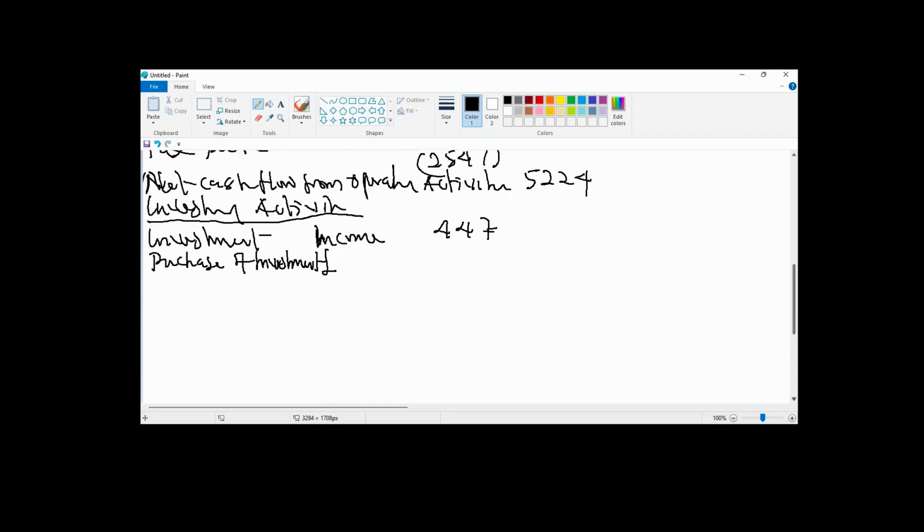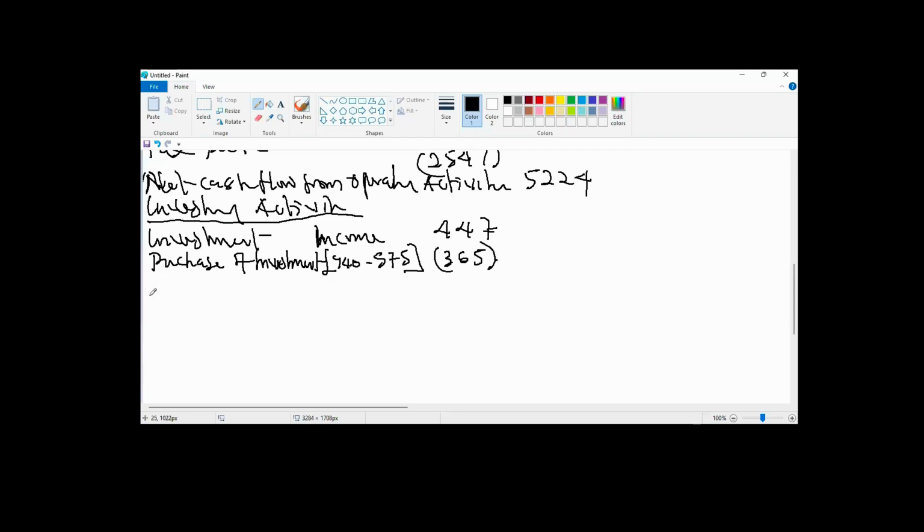What is the investment at the beginning? 575. At the end, 940. How much did they purchase? It has increased. 940 minus 575. 365.